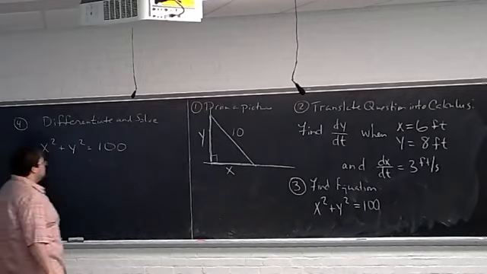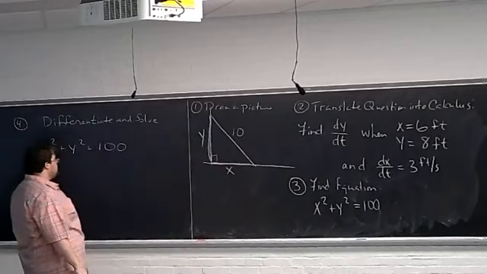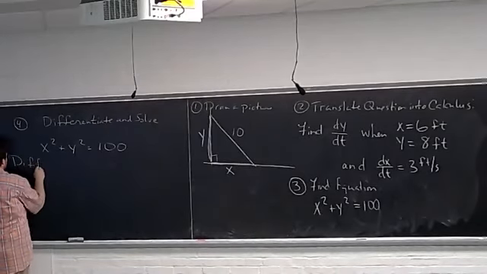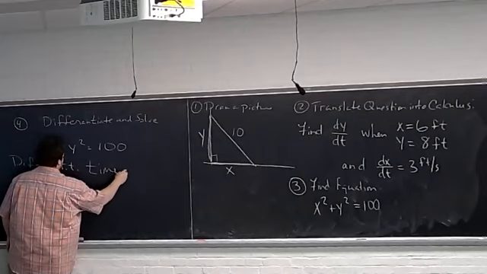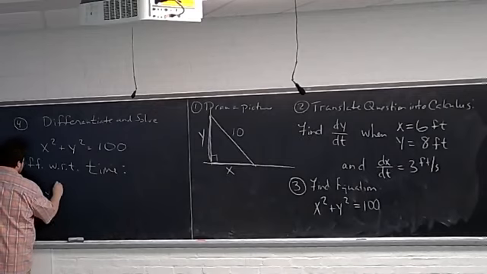They are telling us that x and y, these variables, are actually functions of time. x is changing as time is changing. y is changing as time is changing. So we can differentiate with respect to time. x and y are functions of time. So I'll say here, differentiate with respect to time, which is t. And now we have x being a function of time and y being a function of time. To differentiate, we would use the chain rule.